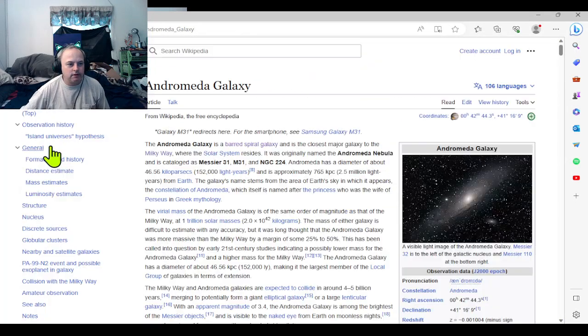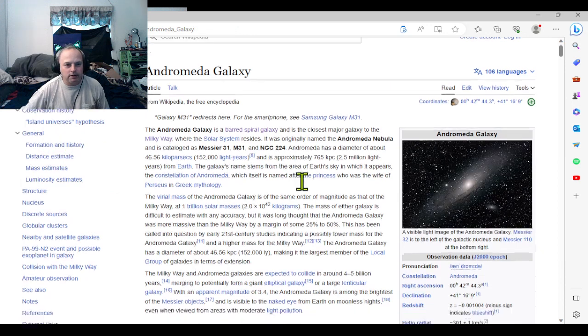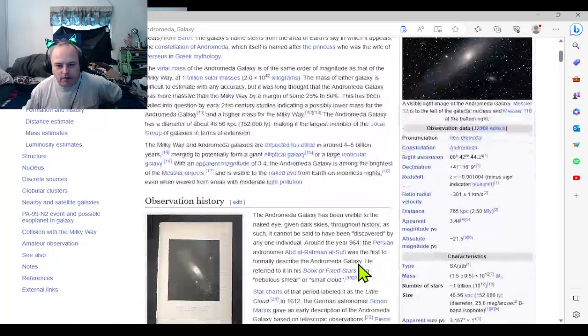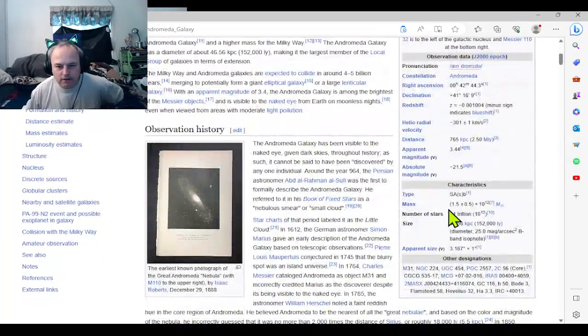This one here is the closest, the Andromeda. Closest major galaxy to the Milky Way, where the solar system was originally named, cataloged, whatever, has a diameter of 152,000 light years. It has a mass of 1.5 trillion star masses.